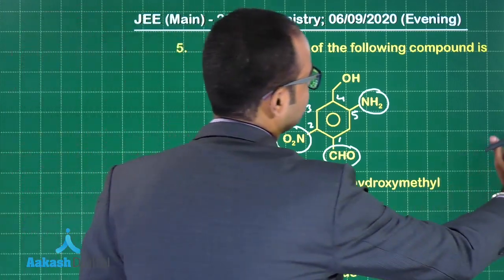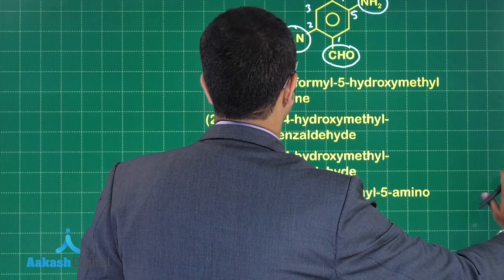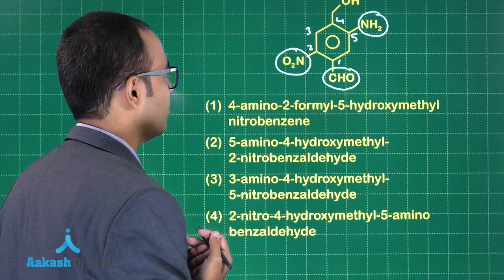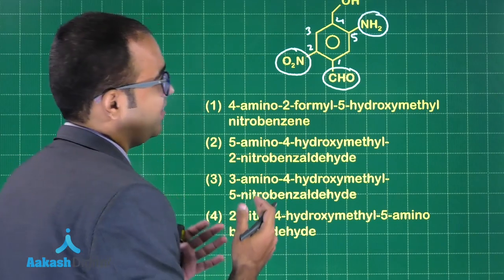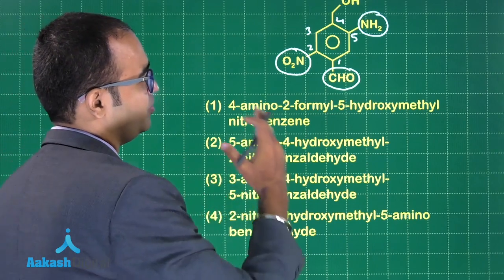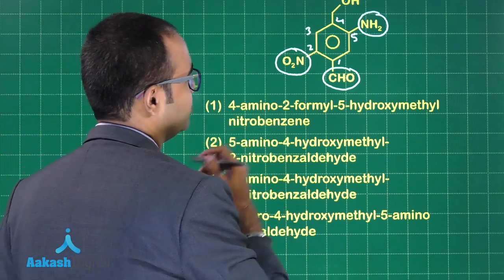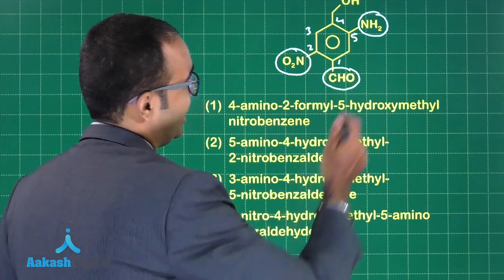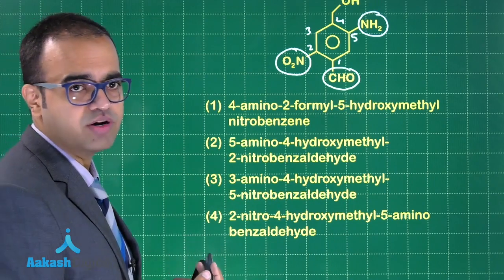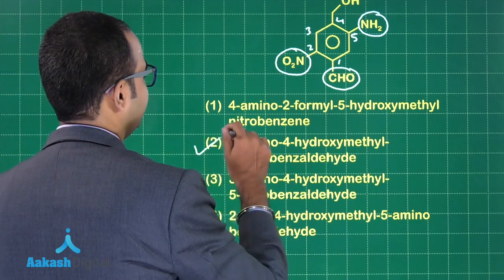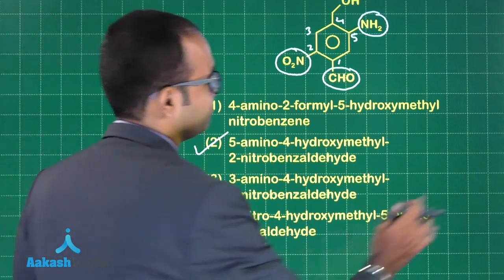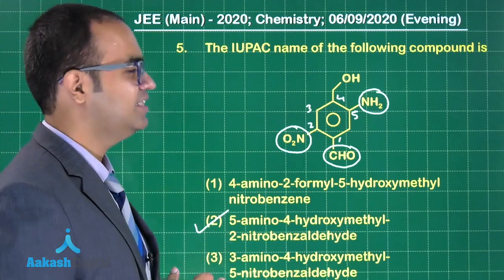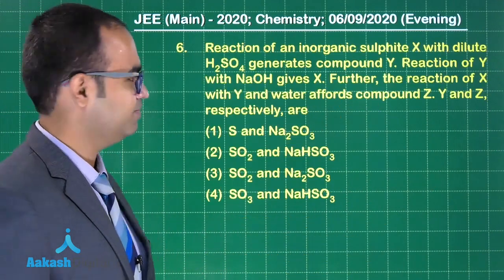So let us look at the options, guys. Okay, so 2nd carbon we have nitro, 5th carbon we have amino. If I go by alphabetical order, amino should be written first, so 5-amino, okay, 4-hydroxymethyl, that is also correct, 2-nitro, and benzene along with a CHO will be called as what? Will be called as benzaldehyde. So the answer is option 2, guys. Okay, so I hope you have understood this. IUPAC, simple one. Let us move on to question number 6.